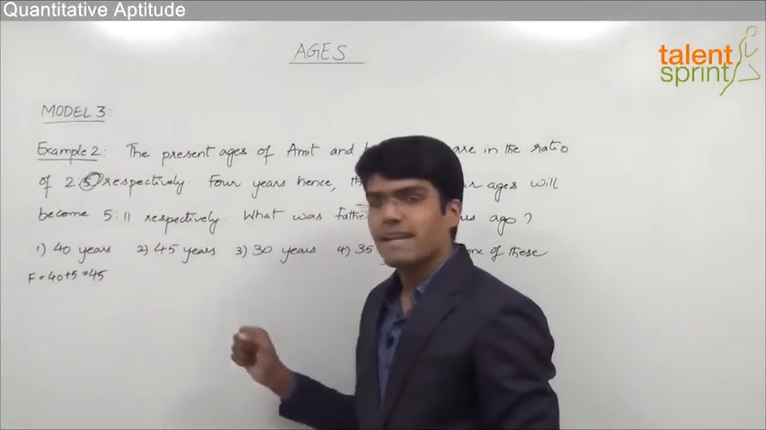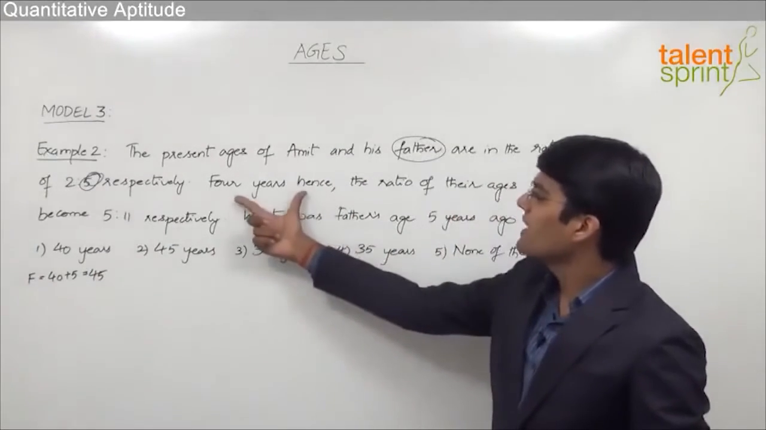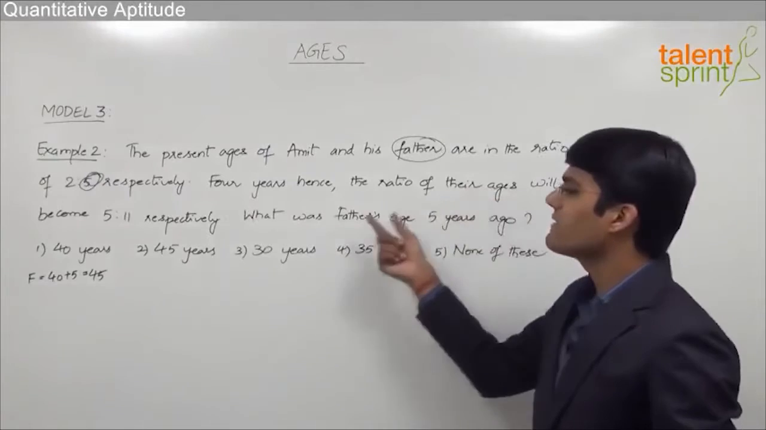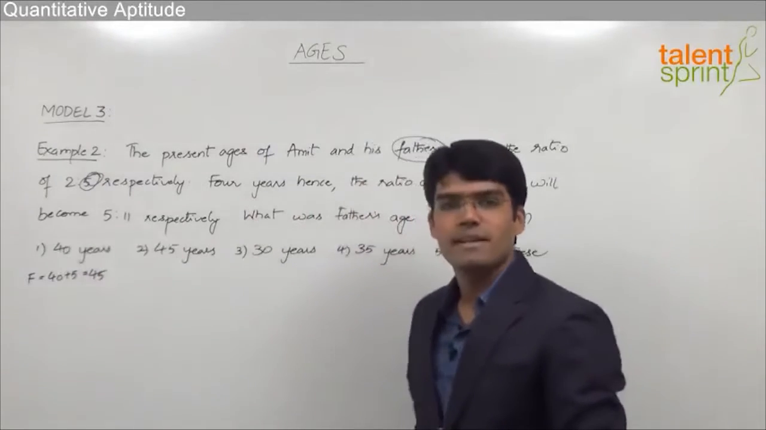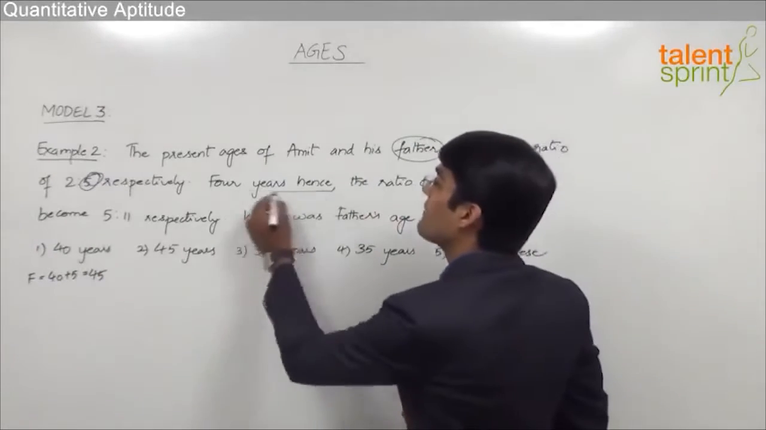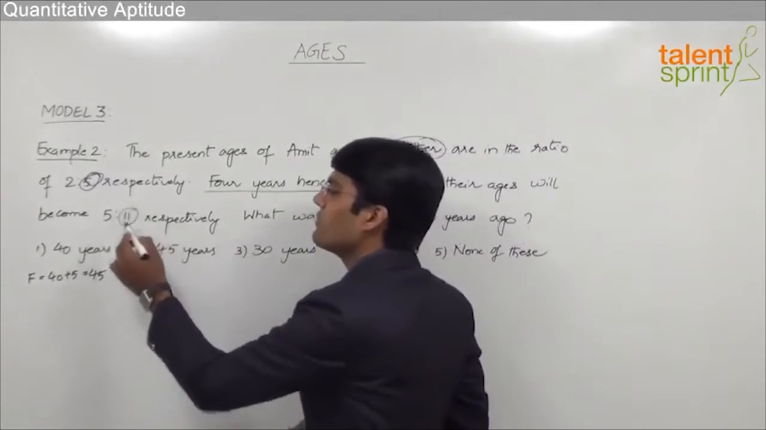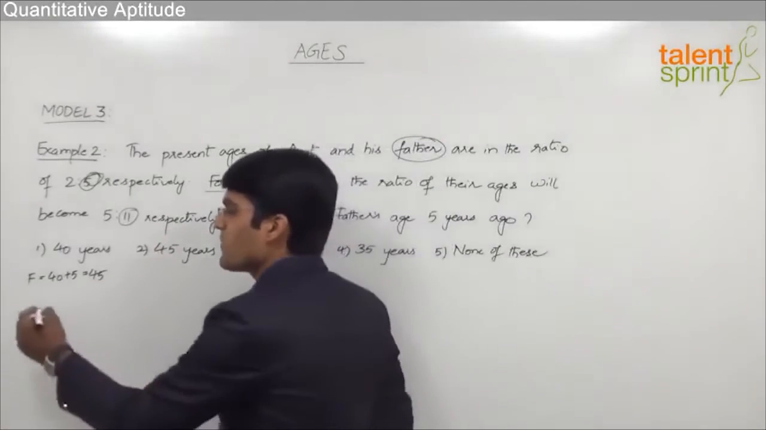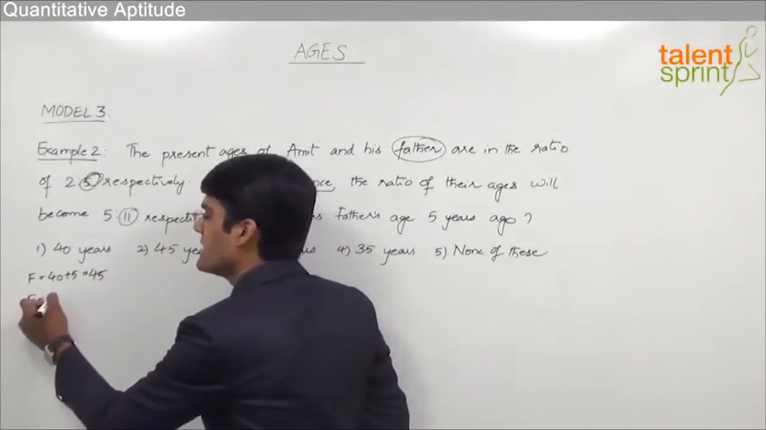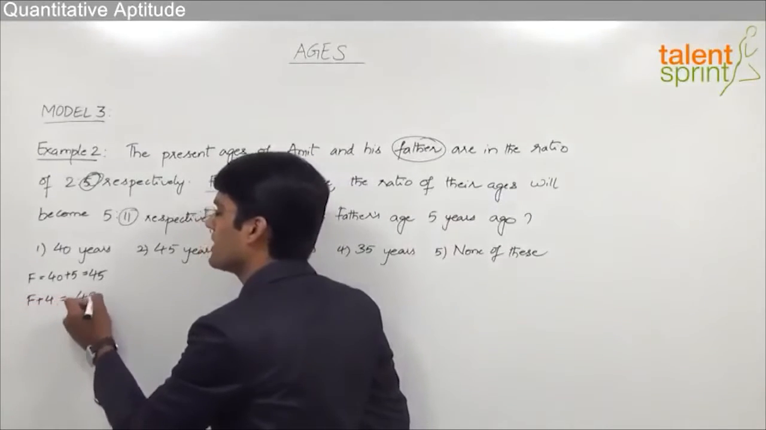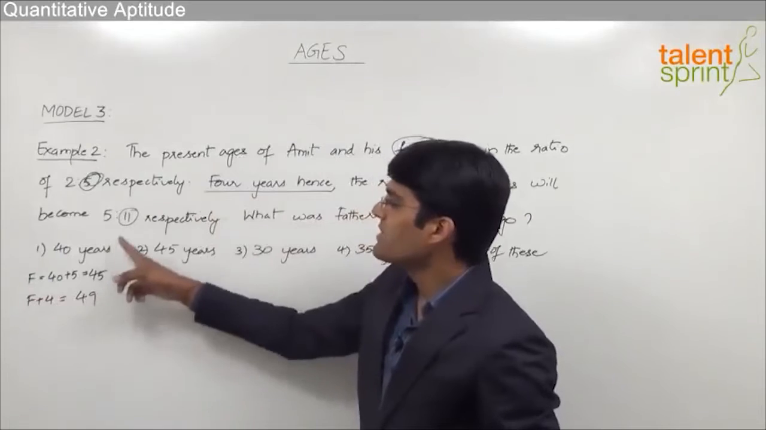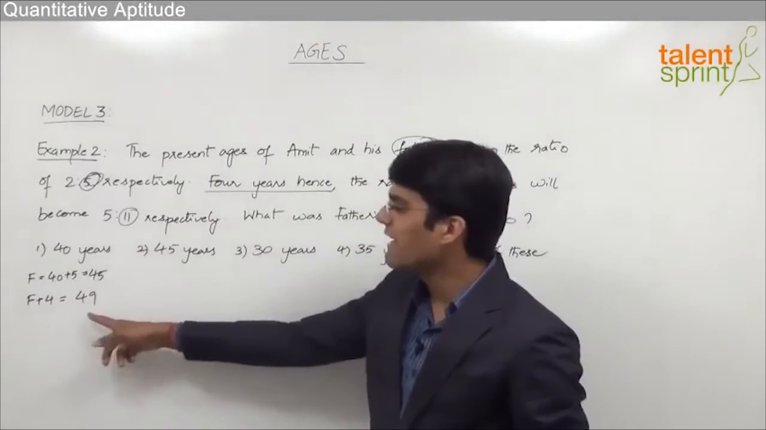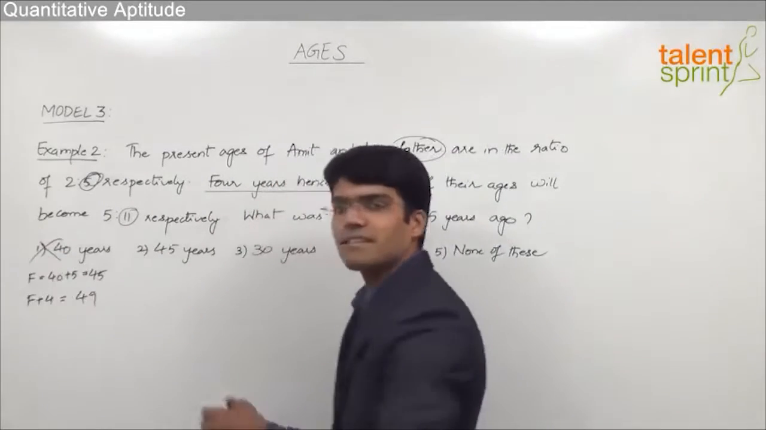Now moving on to the second condition. We know that 4 years hence, the ratio of their ages will become 5:11 respectively. That means after 4 years, father's age should be a multiple of 11. Now, if father's present age is 45, after 4 years his age will be 45 plus 4, that is 49, and 49 is not a multiple of 11. So very clearly option 1 cannot be the answer.